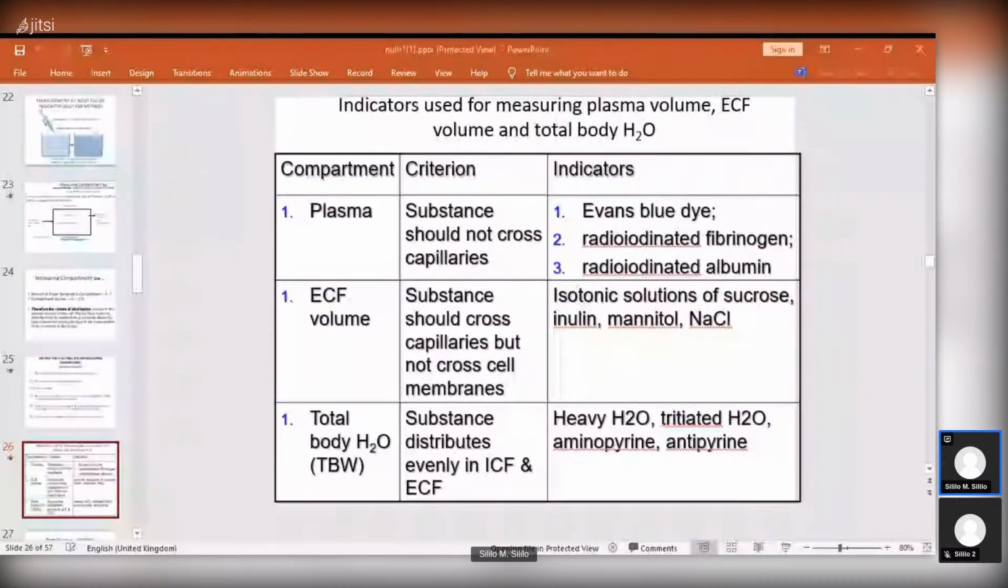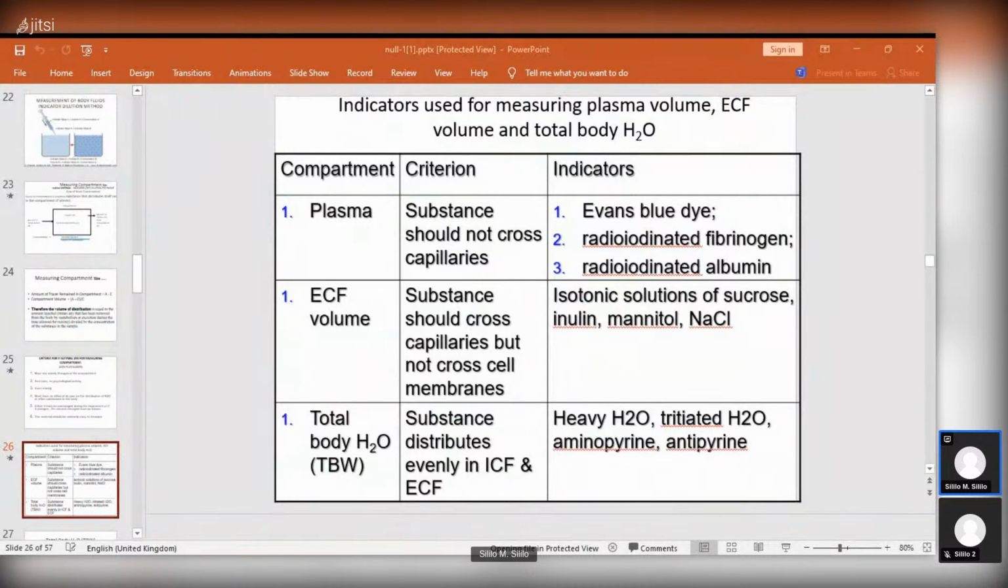So at least you should give an example of two dyes that we use to measure each compartment that we want to measure. And then for your total body water, of course we use heavy water, not really. We use antipyrine and aminopyrine. So please know that there are only three compartments we measure: your total body water, which includes your ICF, ECF, and interstitial fluid; your extracellular fluid volume; and your plasma. And remember to give examples of at least two dyes that we use to measure each compartment.